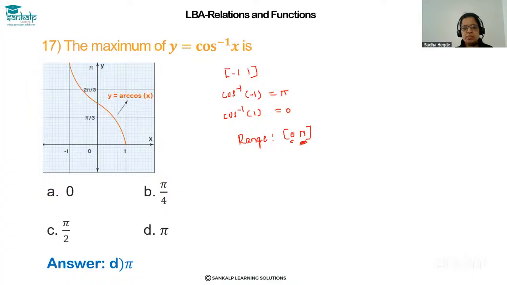So this is the lower limit, this is the upper limit, so this is the maximum value. Therefore, maximum of y is equal to cos inverse x is pi. Check the options. Option A 0, option B pi by 4, option C pi by 2, and option D pi. Option D, pi is the correct answer. Got it? Thank you.